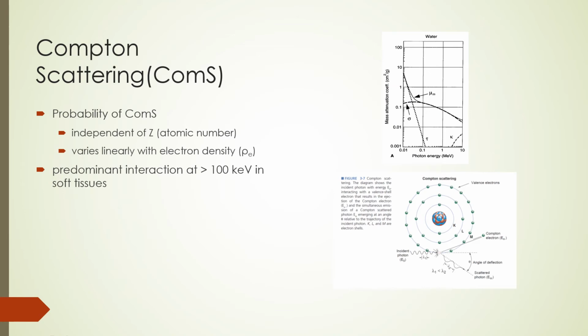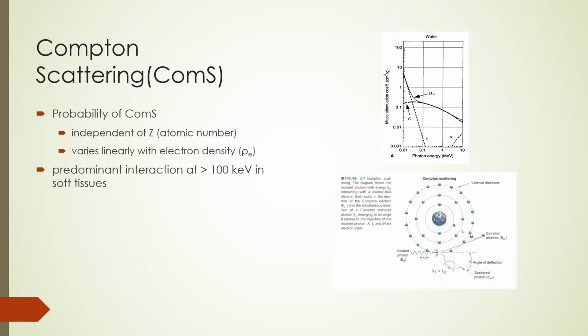The next X-ray photon interaction is Compton scattering. The probability of Compton scattering is almost independent of atomic number Z, but varies linearly with electron density. It is the predominant interaction in soft tissues at energies above 100 keV, as seen in this graph.